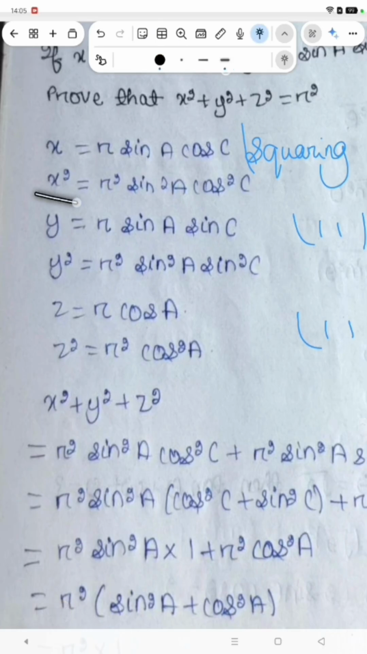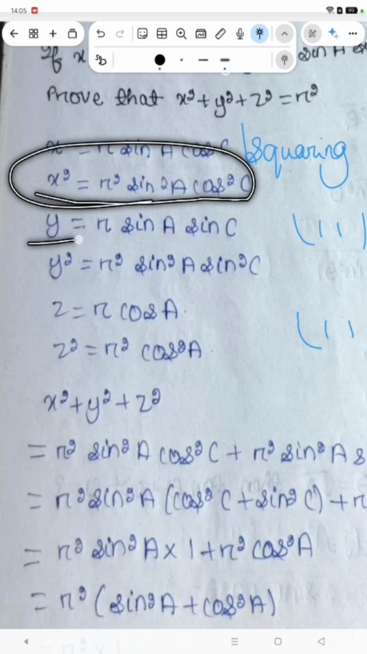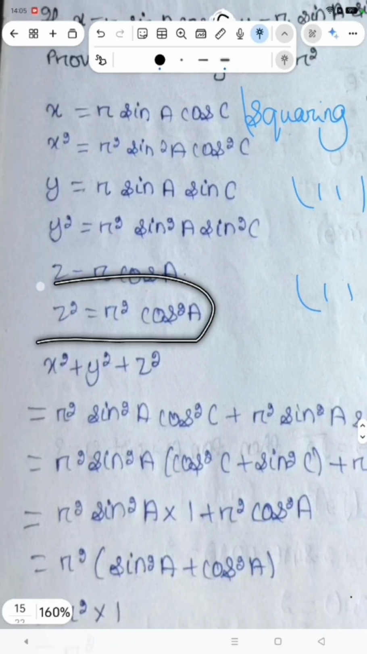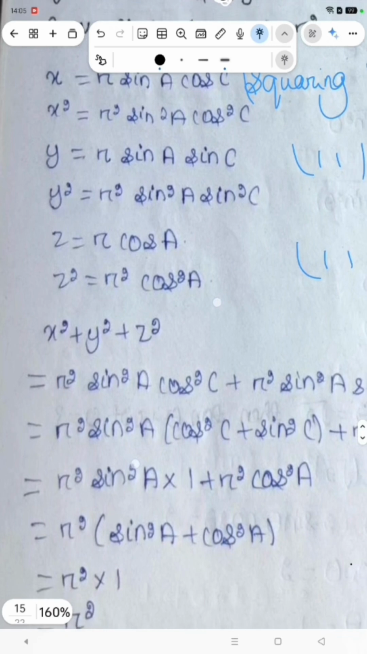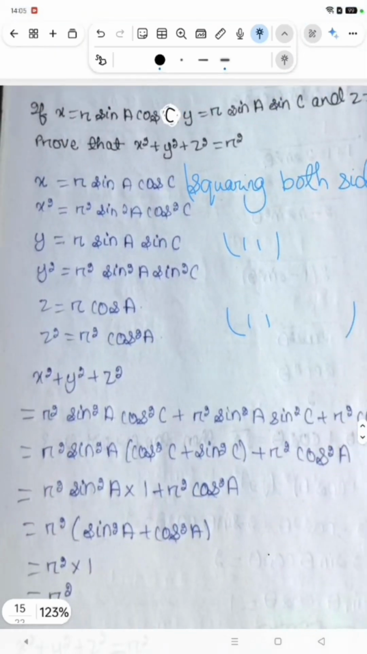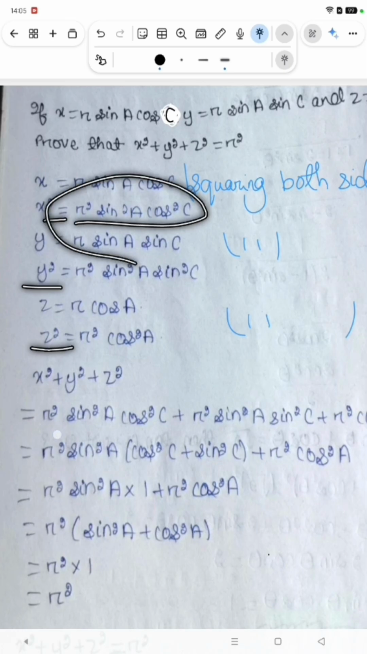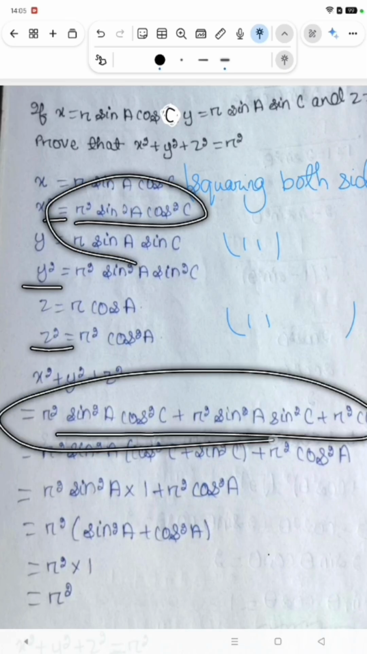x square is equal to r square sine square a cos square c. Then y square is equal to r square sine square a sine square c. Also z square is equal to r square cos square a. And we have to add them all, means x square plus y square plus z square. We have already got the values of x square, y square and z square, so we have to put all the values.